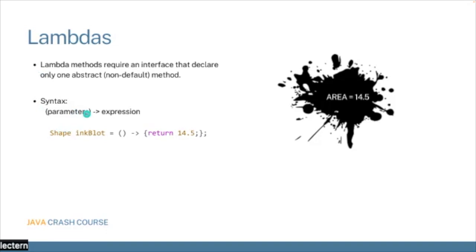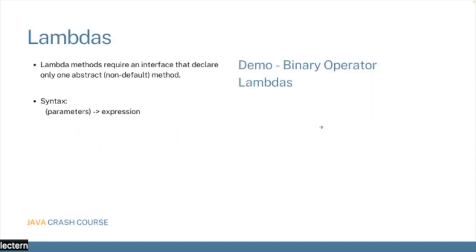So the way we do what we did before with a lambda is we declare the variable the same, and then we just do brackets, and whatever's inside the brackets is the parameters. Remember for the area method, we didn't have any parameters, which is why this bracket is empty. And there's just an arrow pointing to the method body. So the method body is to return that area, 14.5.